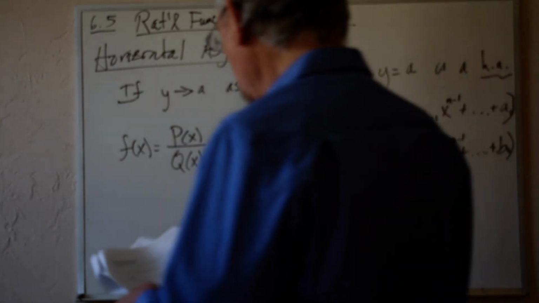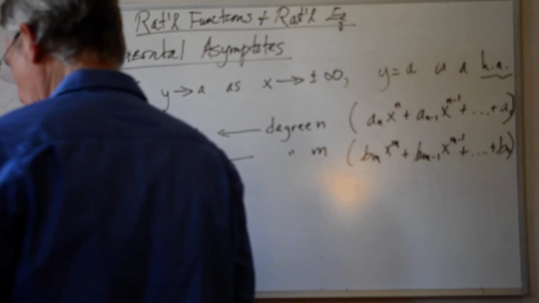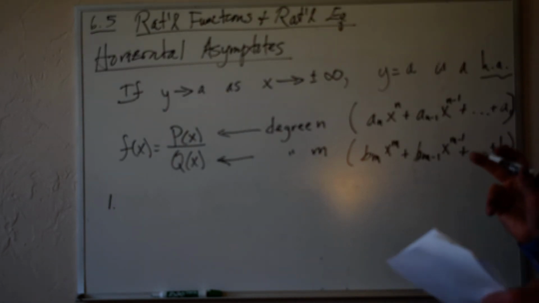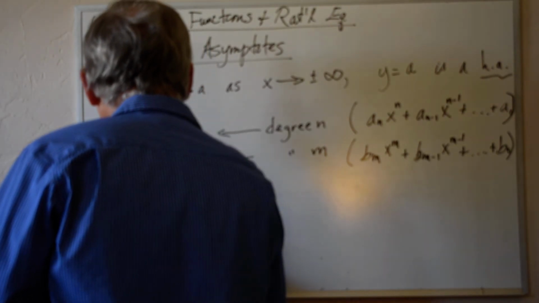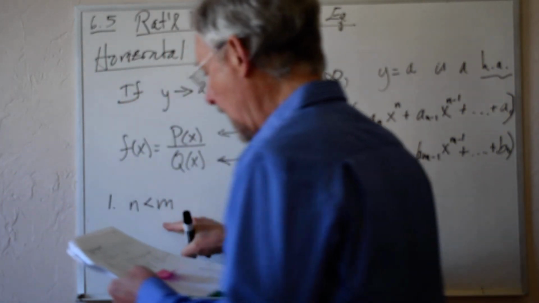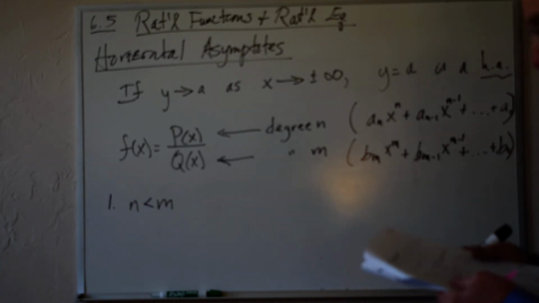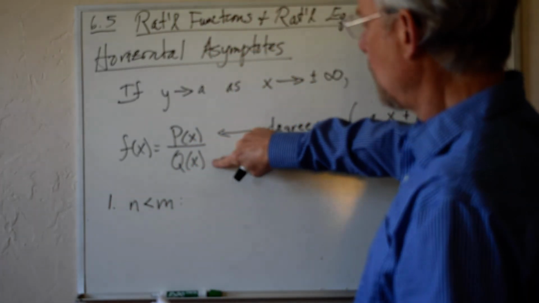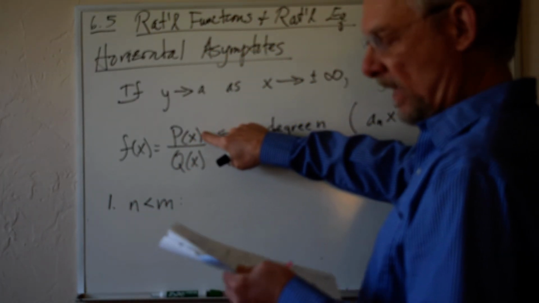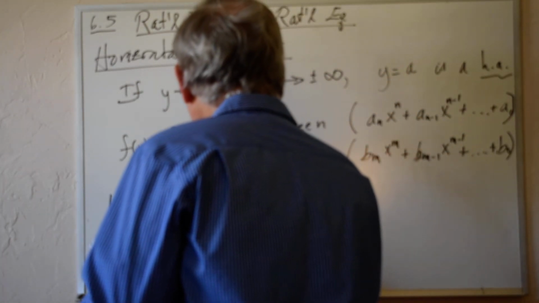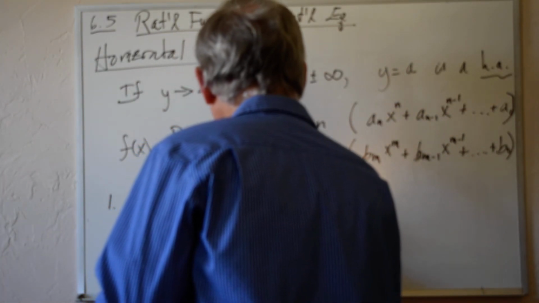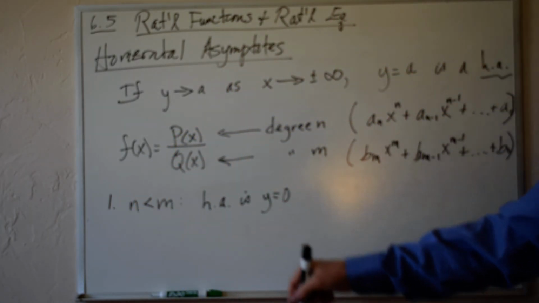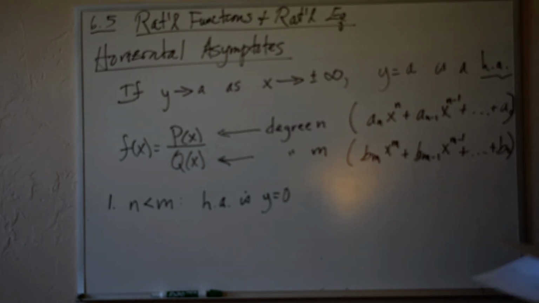So on this page you see that there's 3 rules for determining what the horizontal asymptote would be if it exists. First thing that can happen is m is a greater number than n. If that happens, that means the degree of q of x is greater than the degree of p of x. That means the horizontal asymptote is the x-axis. The horizontal asymptote is the line y equals 0.